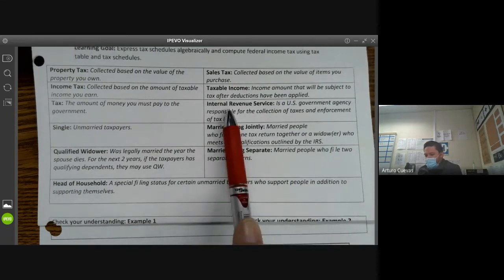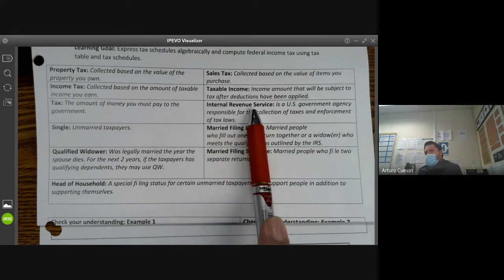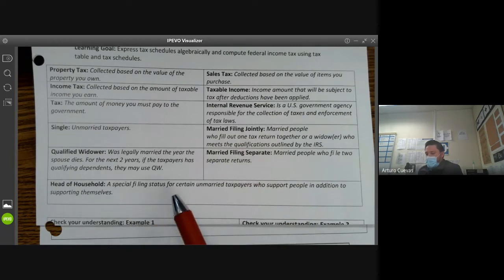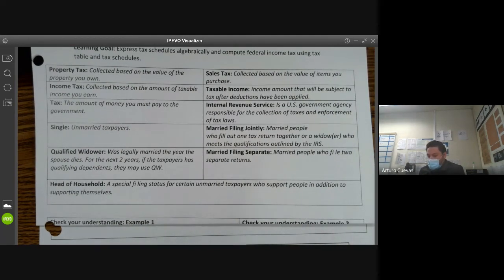Okay, Internal Revenue Service, also known as the what? IRS, that's who you pay the money to. That's the government agency responsible for collecting and enforcing the tax laws. If you don't do your taxes, the IRS is going to come for you and give you a penalty. You could even go to jail if you don't pay your tax.